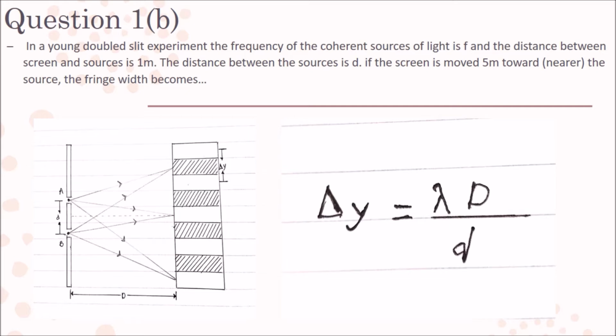Yes, that's the question. My answer is, it is given in the question that D is increasing and it will affect the fringe width or delta y. Based on the formula, delta y equals lambda D over d. When D increases, delta y will increase because delta y is directly proportional to D.